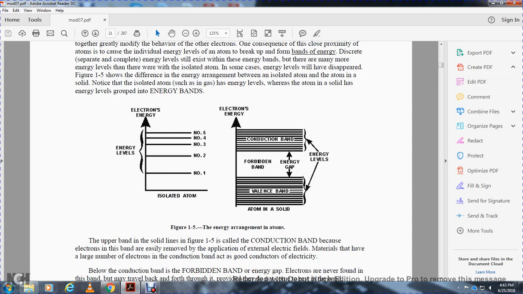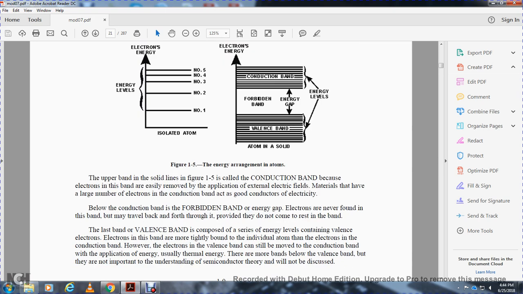Figure 1-5 shows the energy arrangement: isolated atom energy levels, the conduction band, the valence band, and the energy gap, or forbidden band. The upper band of the solid lines in Figure 1-5 is called the conduction band, because the electrons in this band can easily be removed by the application of an electrical field. Materials with a large number of electrons in the conduction band are good conductors of electricity. Below the conduction band is the forbidden band, or energy gap.